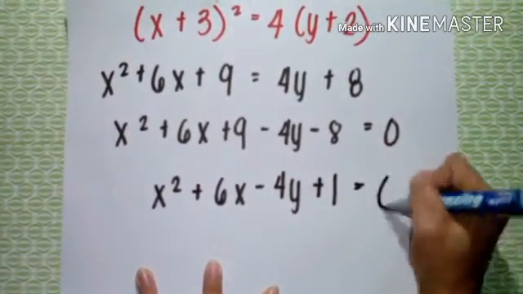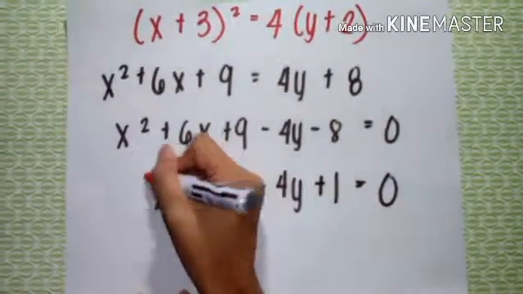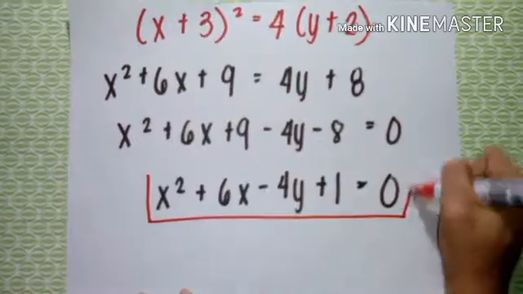Then simplify, and this will be our final answer. x squared plus 6x minus 4y plus 1 is equal to 0.